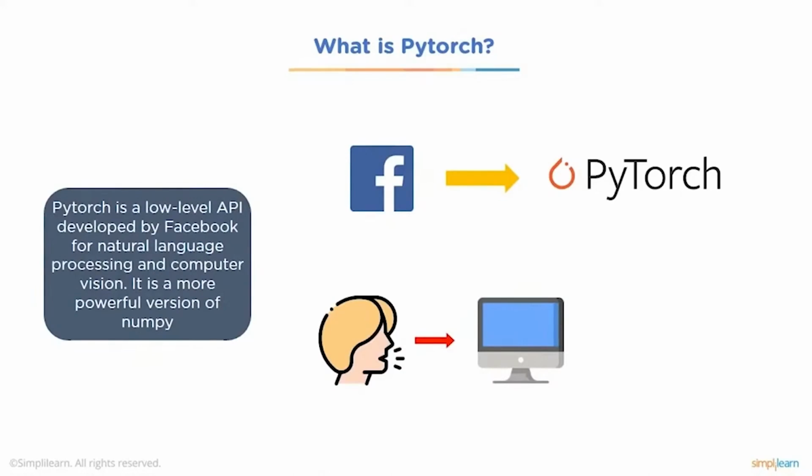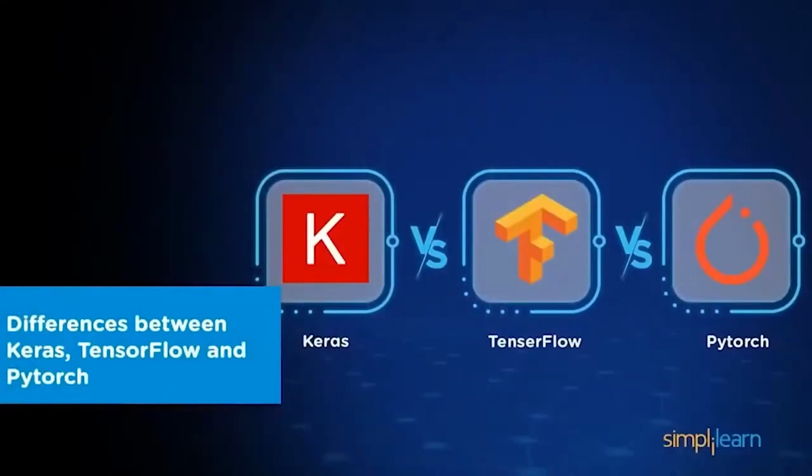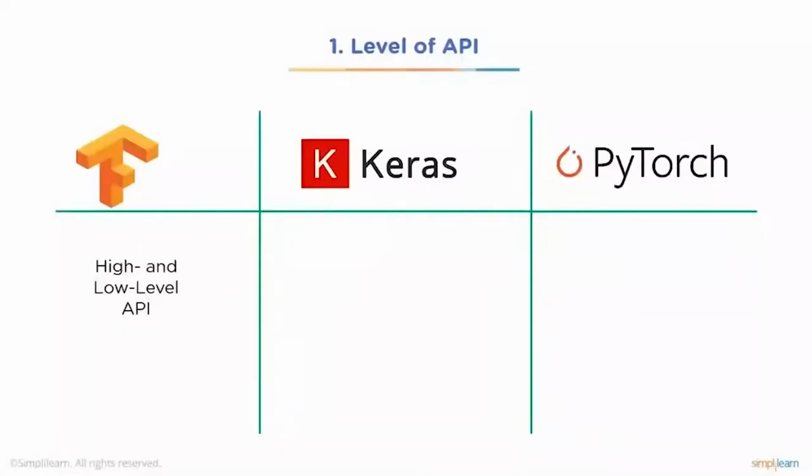Although the Python interface is more polished and the primary focus of development, PyTorch also has a C++ interface. Python is a widely liked language because it is easy to understand and write. PyTorch emphasizes flexibility and allows deep learning models to be expressed in basic Python. PyTorch is mainly used for natural language processing and for computer vision. Now let's move on to the differences between TensorFlow, Keras, and PyTorch.